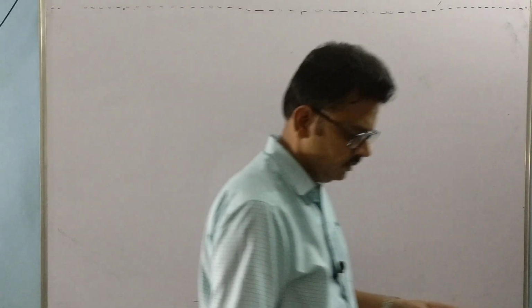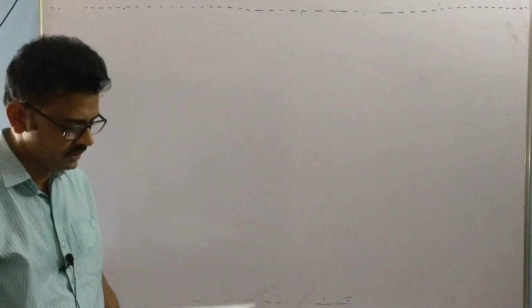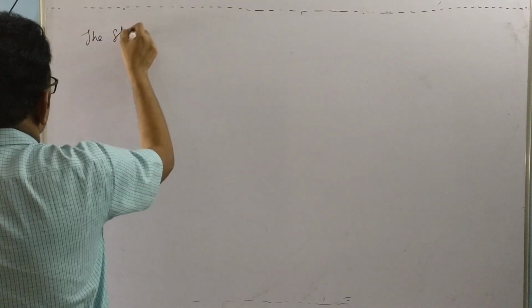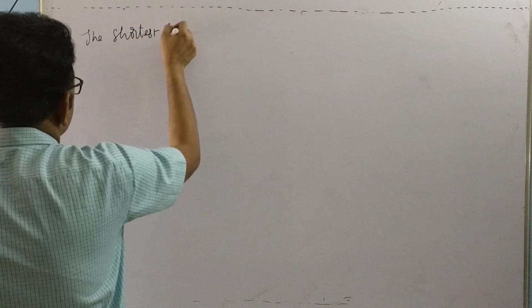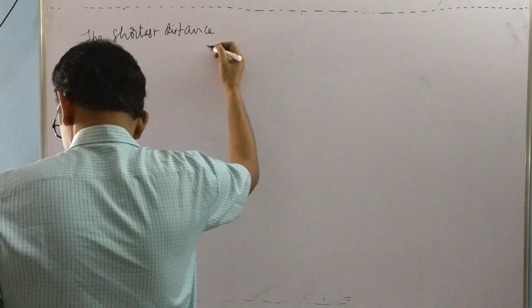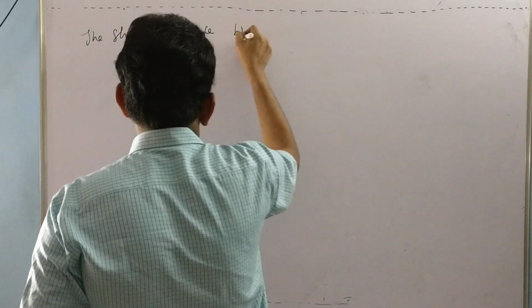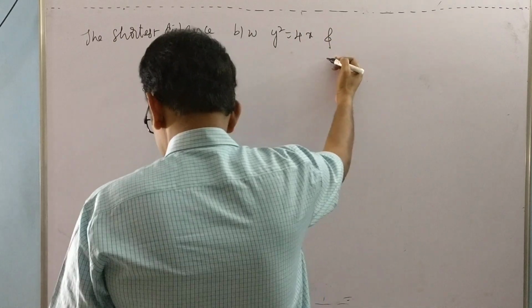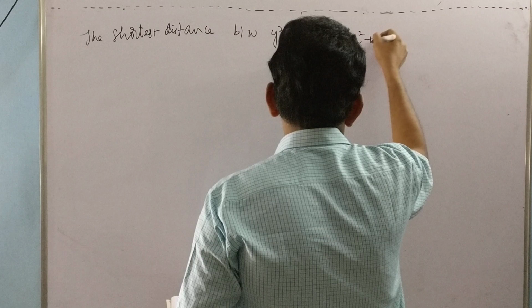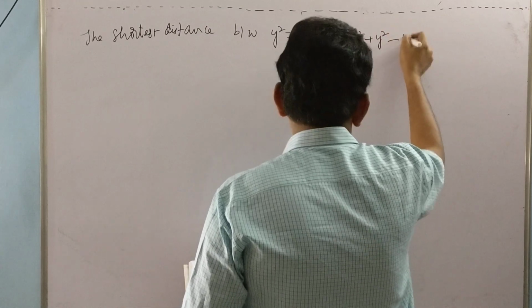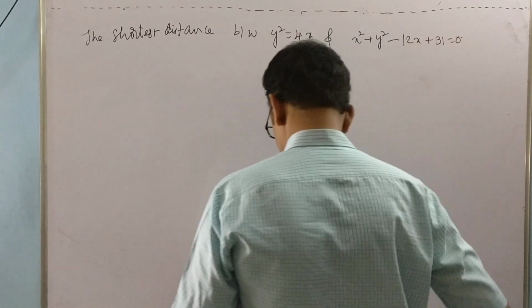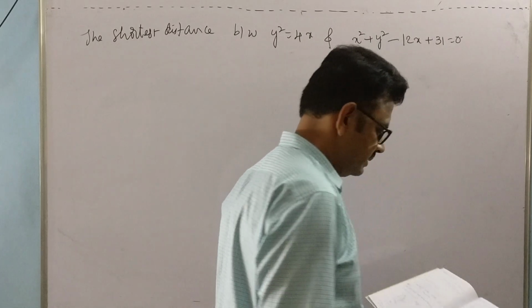Next one, the shortest distance or minimum distance between y square is equal to 4x and the circle x square plus y square minus 12x plus 31 equal to 0. Shortest distance.